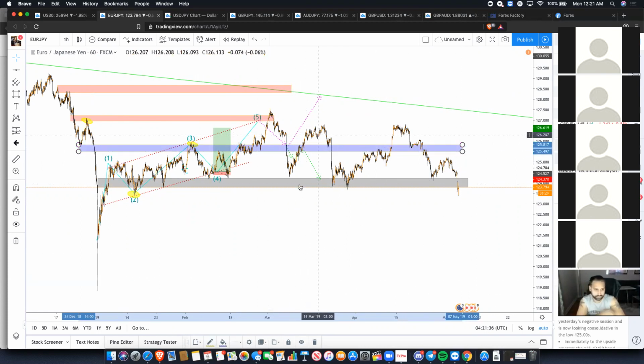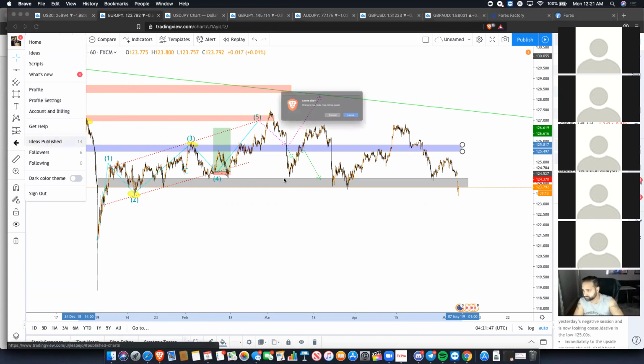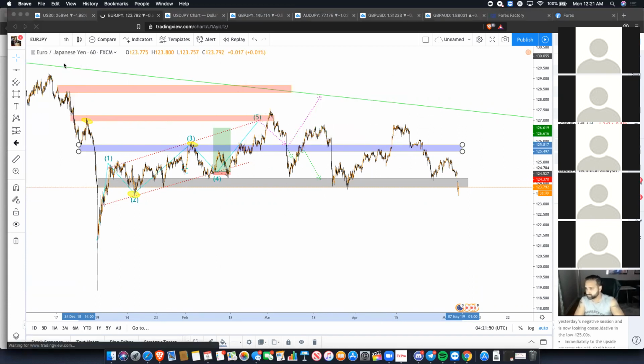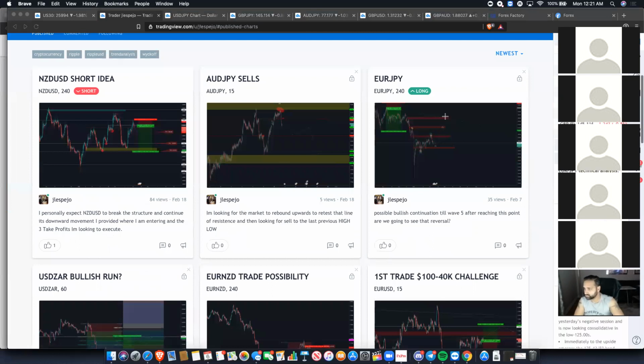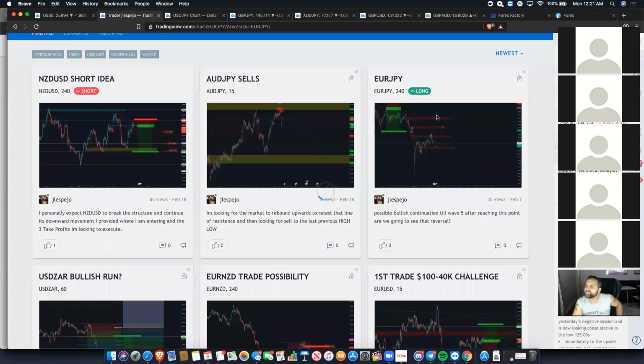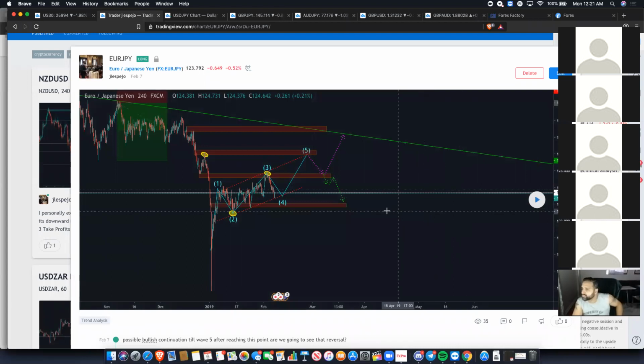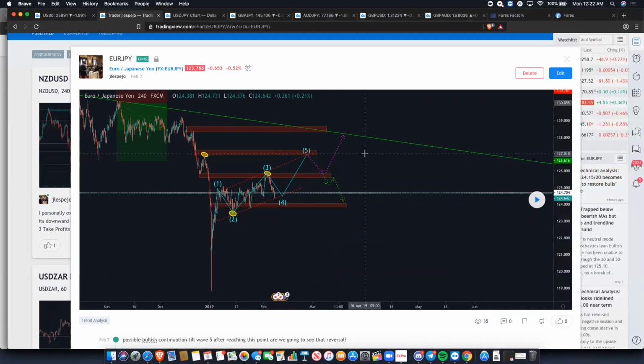For some of you guys, something to add on to this chart too. You know, for some of you guys learning the Elliott wave, in this trade right here, I predicted Euro JPY quite some time ago. This was on February 7th. On February 7th, I had predicted that Euro JPY was going to go up from 124 to like the 126 area. It was almost 127.